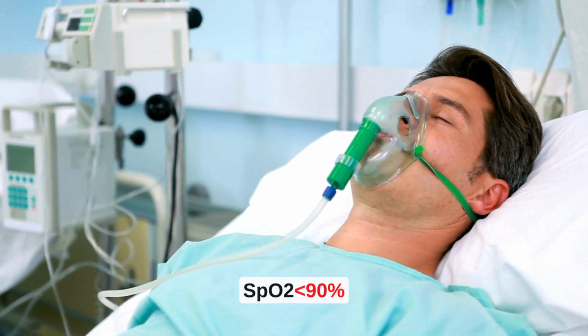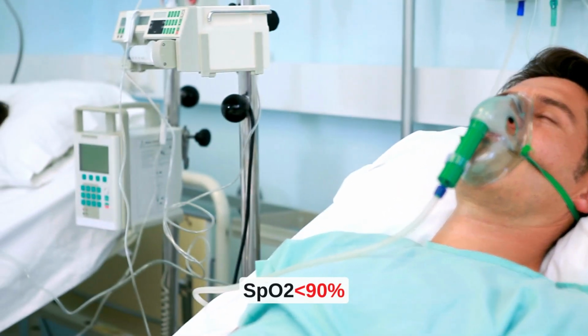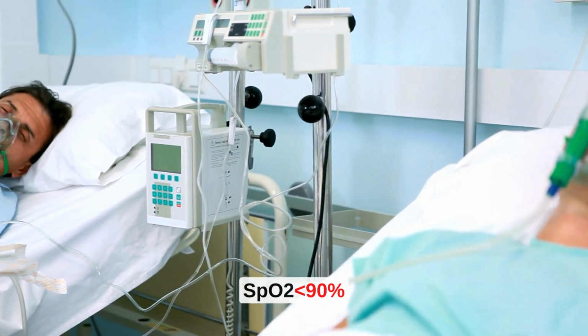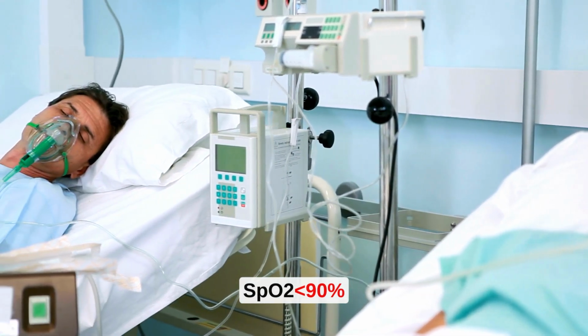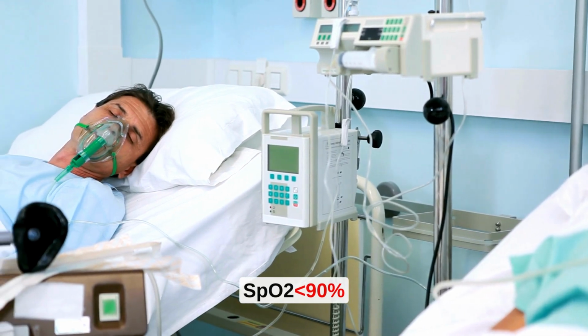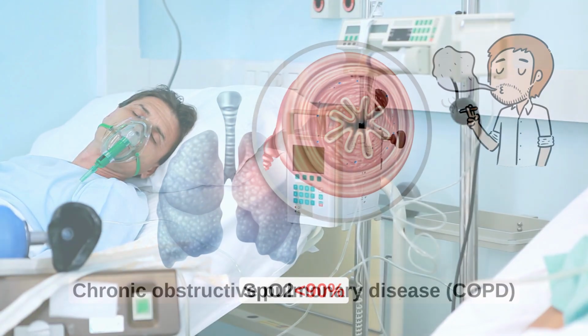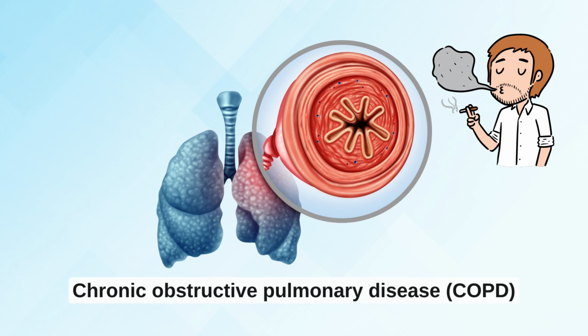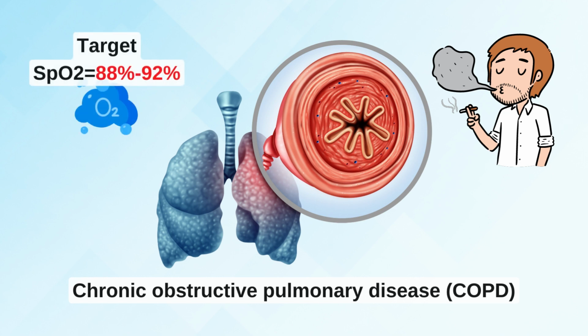Another important thing to consider is oxygen. Let's say we have a patient with an oxygen saturation of less than 90%. We need to check the chart if the patient has COPD, a chronic obstructive pulmonary disease due to smoking. And the target level of COPD patients is not as high as in normal people. So we are dealing with around 88 to 92% of oxygen saturation in the blood in normal conditions.